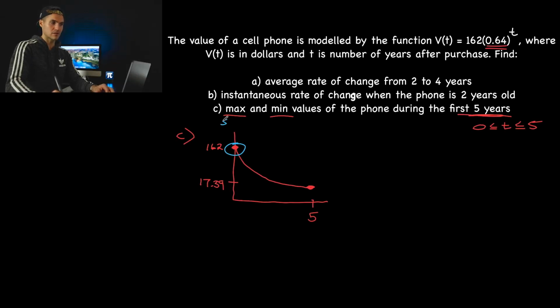The max value is going to be $162, and the minimum value, the lowest y value on this interval, is at the end of the interval at the 5-year mark, $17.39, because it's always decreasing the whole time. There's no turning point like there is with a quadratic, where a quadratic would have a minimum, or if it was opening downwards, a maximum. So there's no turning point, it's just always decreasing. The maximum value is at the beginning of the interval, and the minimum value is at the end.